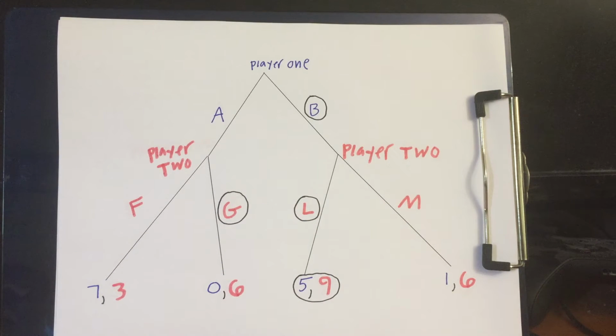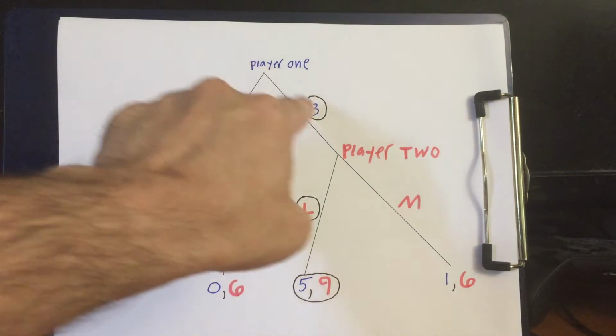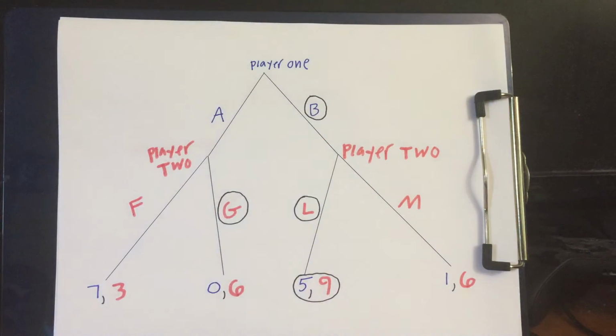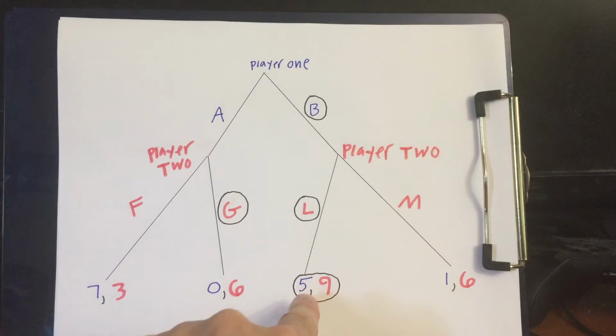Now the next step is that player 1 will realize what player 2 will do. So player 1 will realize that if he picks A, player 2 will pick G, and if he picks B, player 2 will pick L. So player 1 will think A leads to G, which leads to 0 for him, whereas B leads to L, which leads to 5. So player 1 will pick B, and then the parties will end up here with player 1 getting 5 and player 2 getting 9.